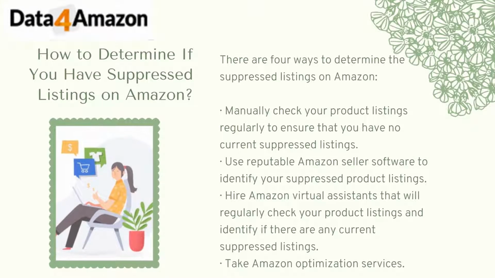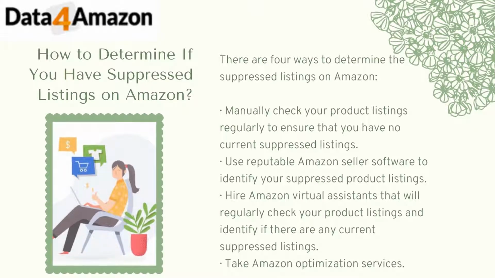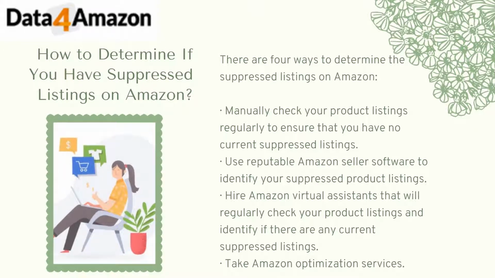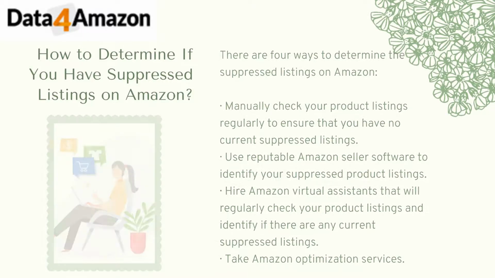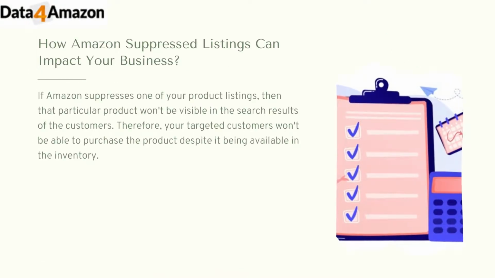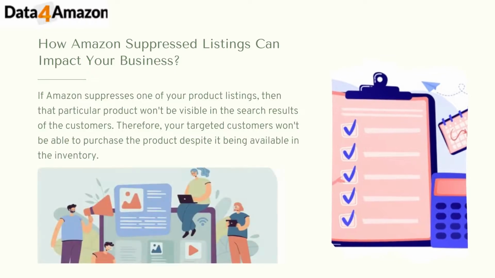How to determine if you have suppressed listings on Amazon. There are 4 ways to determine the suppressed listings on Amazon. Manually check your product listings regularly to ensure that you have no current suppressed listings. Use reputable Amazon seller software to identify your suppressed product listings. Hire Amazon virtual assistants that will regularly check your product listings and identify if there are any current suppressed listings. Take Amazon optimization services.